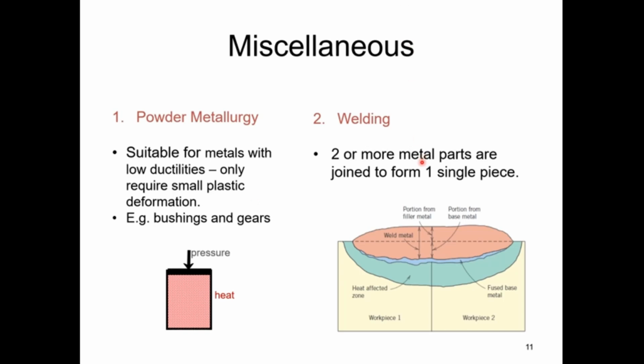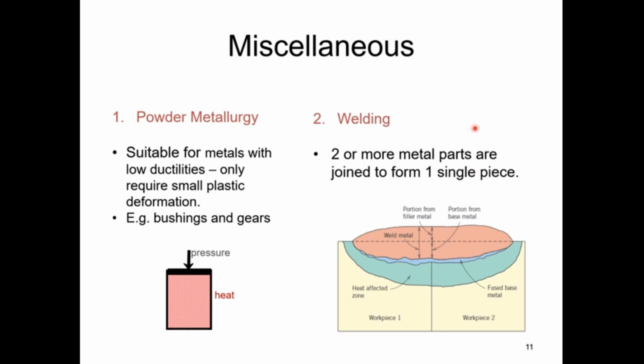In welding, two or more metal parts are joined to form a single piece, when one-part fabrication is expensive or inconvenient. So if the other fabrication technique is unavailable or expensive, we can opt to do the welding technique.